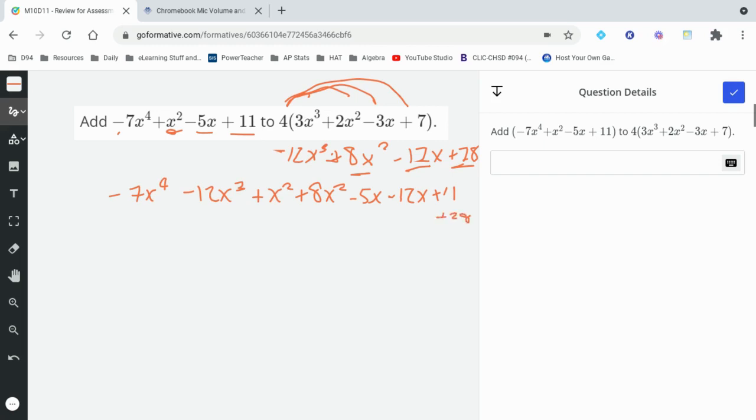So if I go through and I group like terms, I'll have a negative 7x to the fourth, because that's my only x to the fourth. I only have the 1x to the third, so that's going to go there. These together, I've got 1 and 8, so I've got a total of 9x squared. Here, negative 5 minus 12. Again, be careful when you've got negatives. That's going to become negative 17x. And then 11 plus 28 is plus 39.